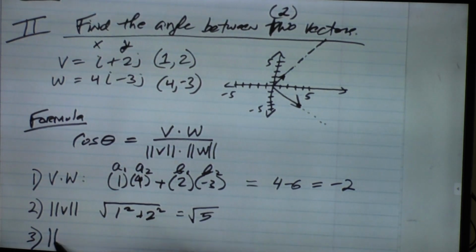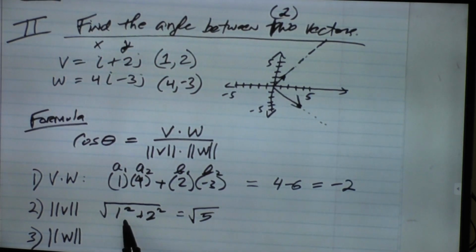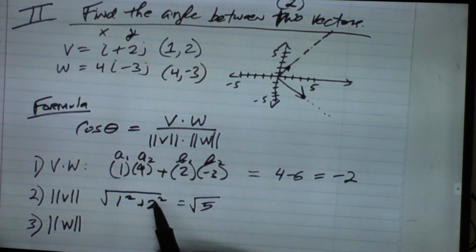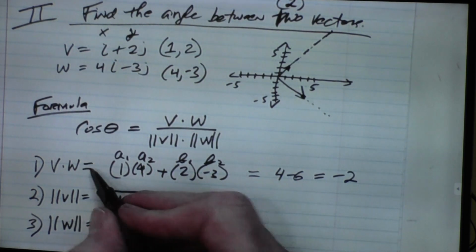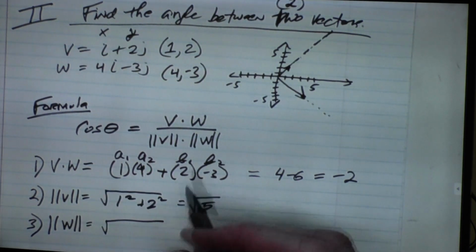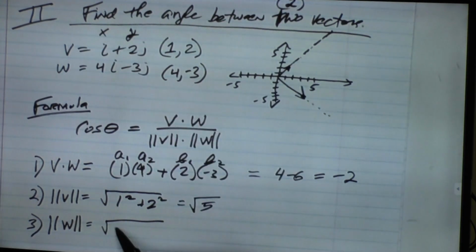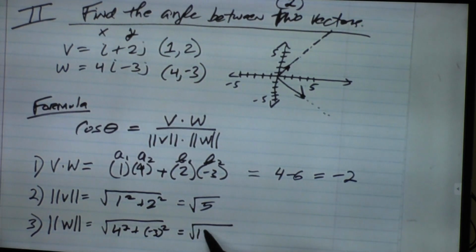Third, we need the magnitude for w. And we're going to do the same thing. We're going to do the a squared plus the b squared. So this one's going to be 4 squared plus negative 3 squared. Well, that equals 16 plus 9. So the square root of 25, which is just 5.